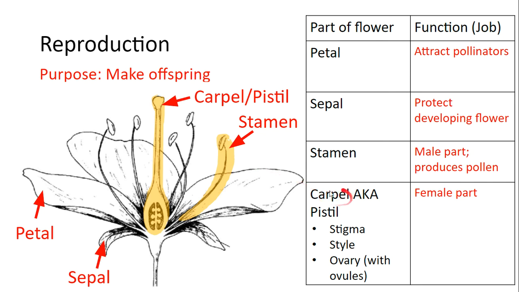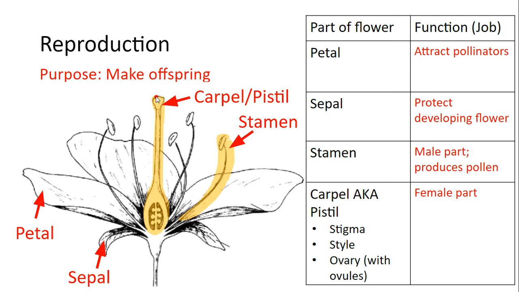And then, of course, we have the carpel, which is sometimes also referred to as the pistil, depending on who you're speaking with. But the carpel has four main parts: the stigma, the style, the ovary, and then of course the actual ovules, or like the eggs themselves. So the stigma is a sticky part right up here. The stigma needs to be sticky so that the pollen can stick to it.